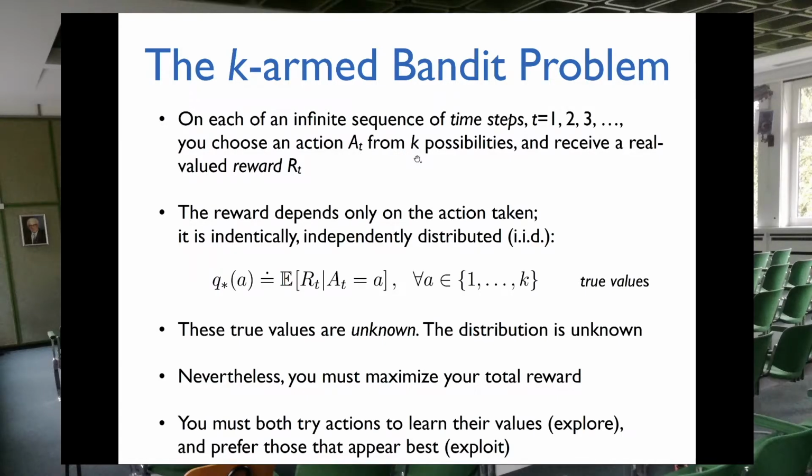After you select this action and you execute it, you will receive a real valued reward R_t. So you will get a real number, that will be the reward, and we will make reference to that reward as R_t, the reward you obtain in time t. Okay, so this is the game of the k-armed bandit problem.